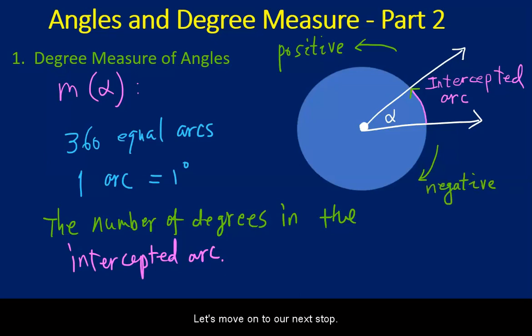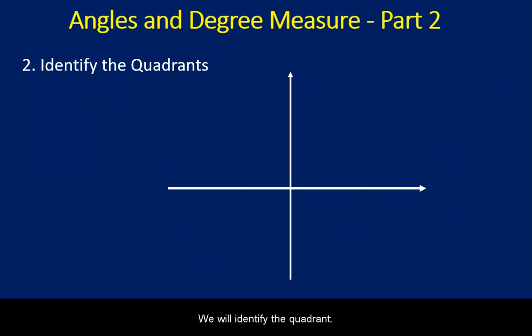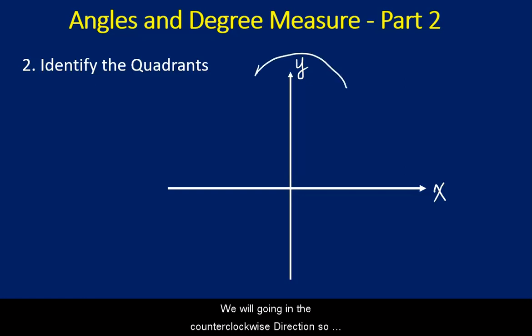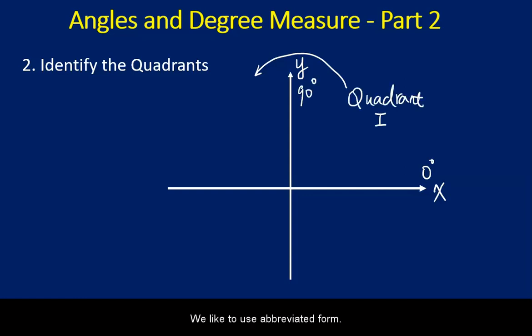Let's move on to our next topic. We will identify the quadrants. Here we have an x-axis and y-axis. They divide the plane into 4 quadrants. We will go in a counterclockwise direction. So the quadrant between 0 degrees and 90 degrees is quadrant 1. We like to use the abbreviated form, quadrant 1.